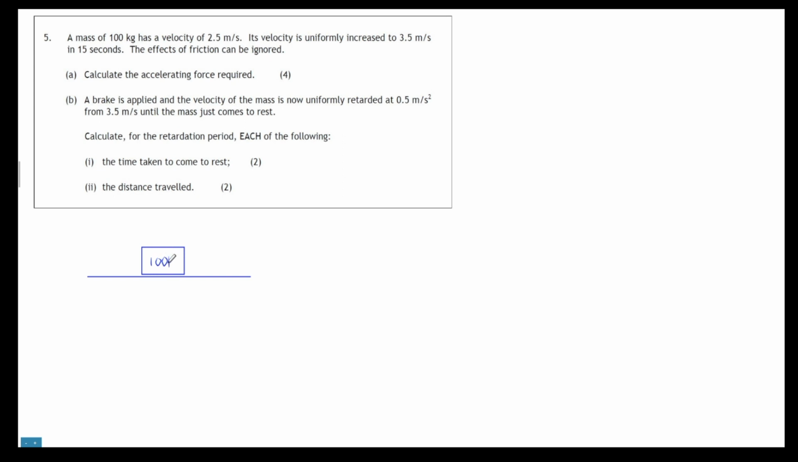So it has 100 kg and it's moving at a velocity of 2.5. Well, its velocity is uniformly increased to this much. So actually the starting velocity is u, it's 2.5. The final velocity is v, that's 3.5. It looks like I'm going to do a SUVAT equation on this, but I think I have to do F equals ma to start with because we need to calculate the accelerating force. We got some more information. We got time is equal to, yeah, it's definitely a SUVAT. Look at that, 15 seconds. Friction can be ignored. Well, that's good. Makes life a lot easier.